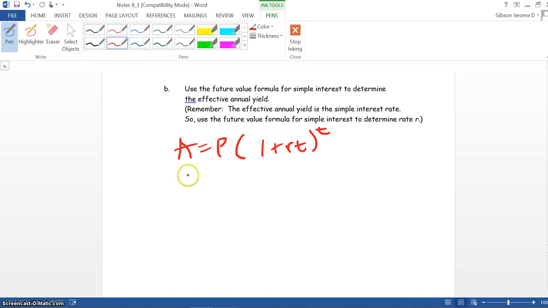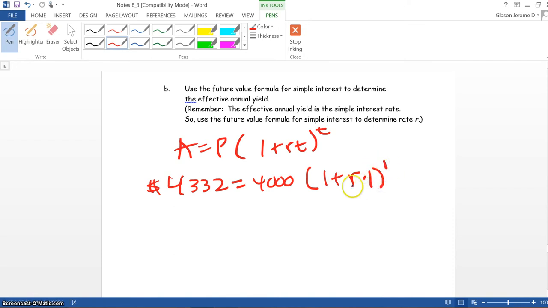Okay, class, picking up where we left off. Now we're about to substitute. We already have our future value, which is $4,332, and that equals our P, which is 4,000, times 1 plus. We don't know what our rate is, but we know our time is 1 year, so it'd be to the first power. So we have $4,332 is equal to 4,000 times 1 plus R. We know that's to the first power, so that doesn't change anything.